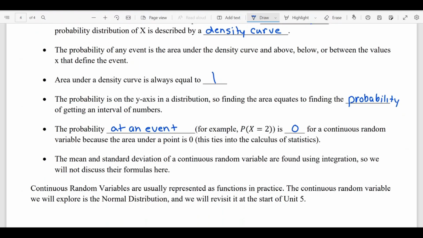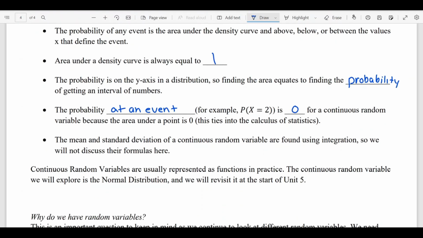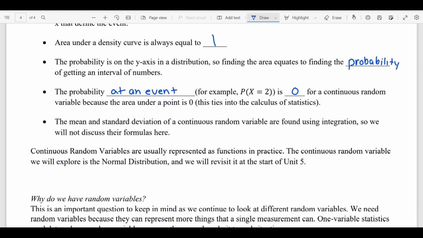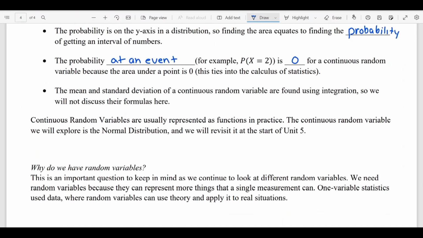The mean and standard deviation are found using integration, and because of that, the mean and standard deviation are unique for each set of density curves that you can create. So again, we're not going to discuss the formulas here. They're not super general formulas that we are going to be able to apply. We'll talk about mean and standard deviation when we get into our normal random variables. So again, I make a note at the start of Unit 5. That's when we're going to get into these a little bit more.